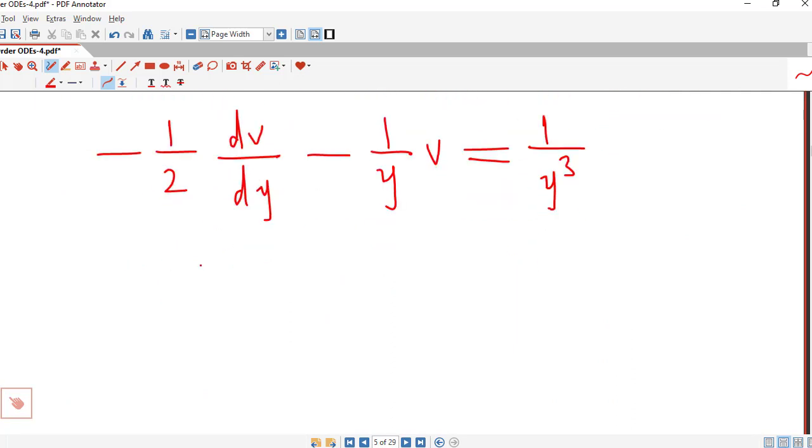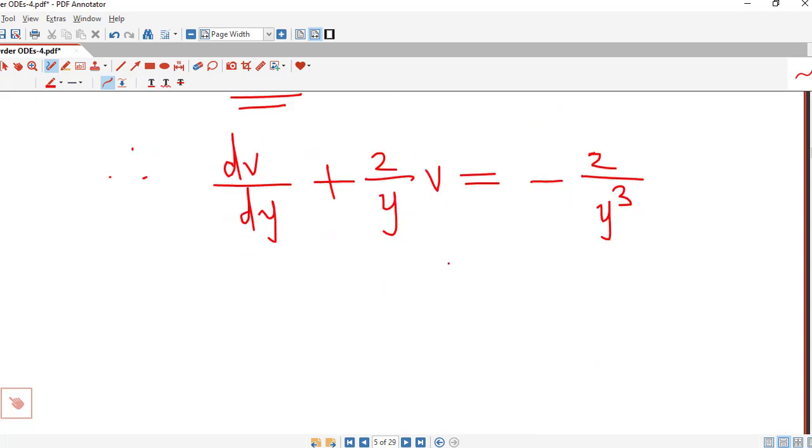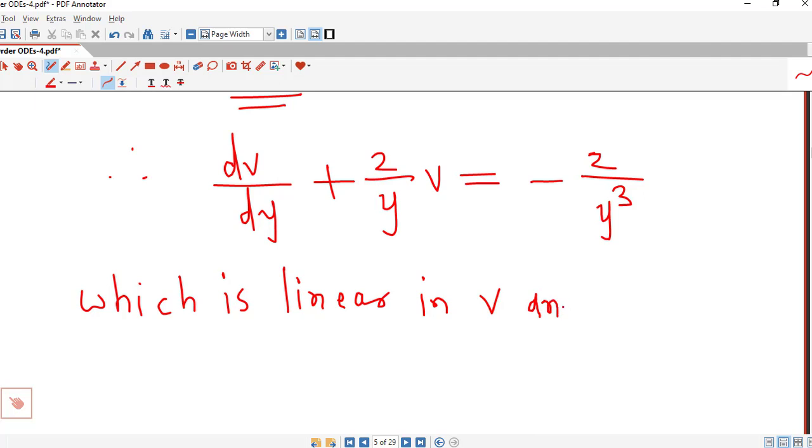And this is linear, but we write it in the standard form, that is, the coefficient of dv by dy must be 1. So we multiply with minus 2. The whole equation is multiplied by minus 2. So here we will have 2 by y, v equal to minus 2 over y cube. So we can see this is linear. Here the dependent variable is v and the independent variable is y.